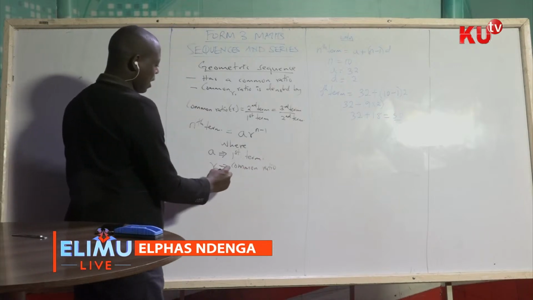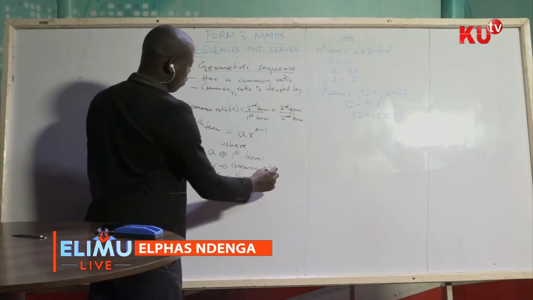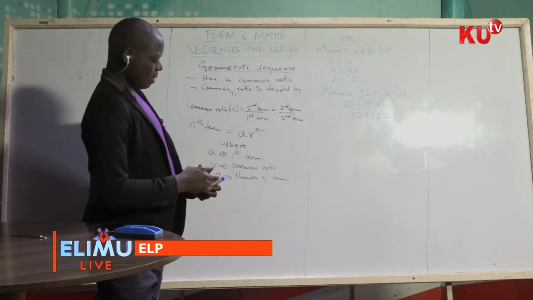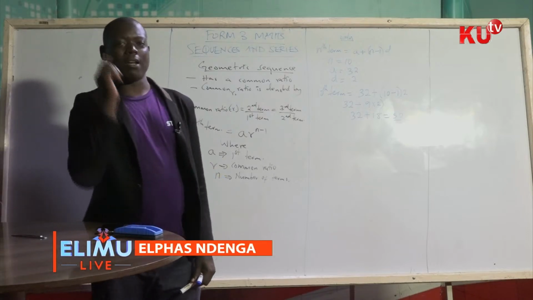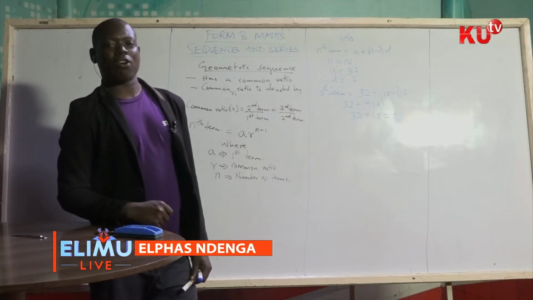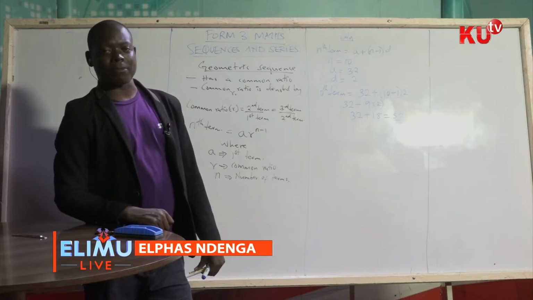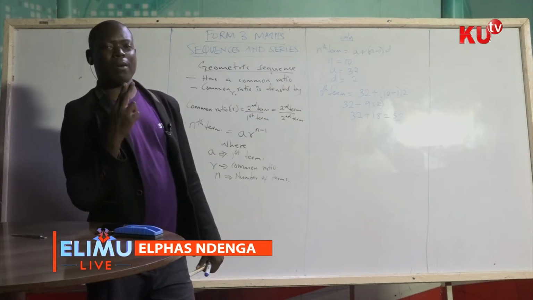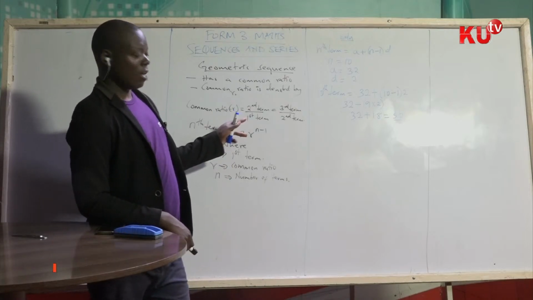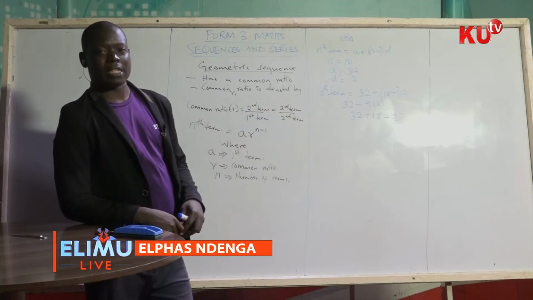And n represents the number of terms. Therefore, we have the formula ar^(n-1), where a is the first term, r is the common ratio, and n is the number of terms. Therefore, in this sequence, we have two formulas: one, how we identify the common ratio, and two, how we identify the nth term.